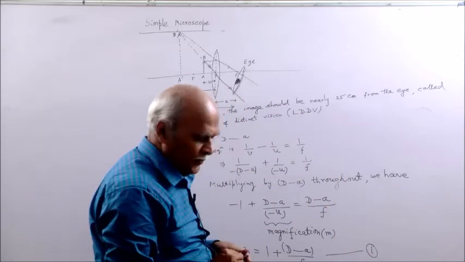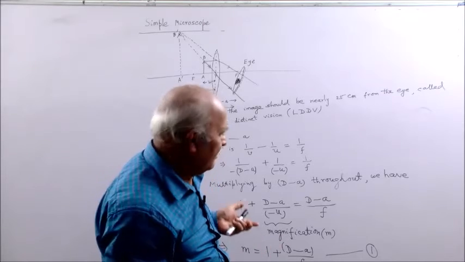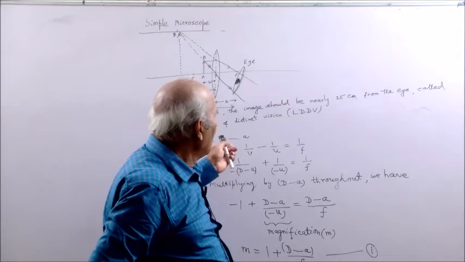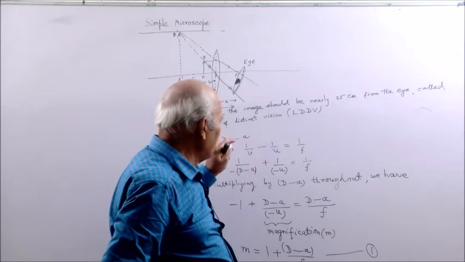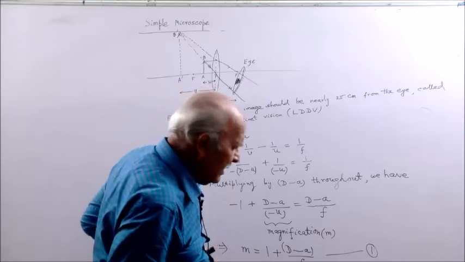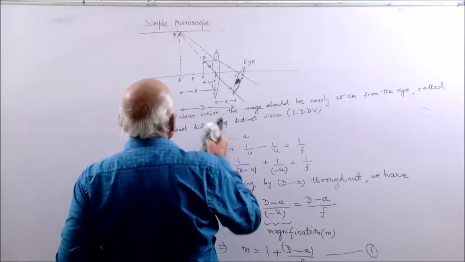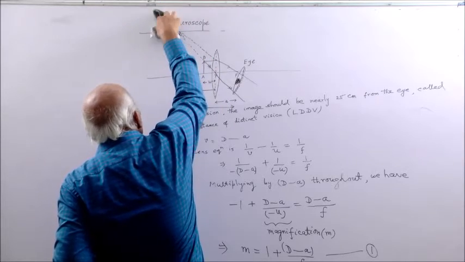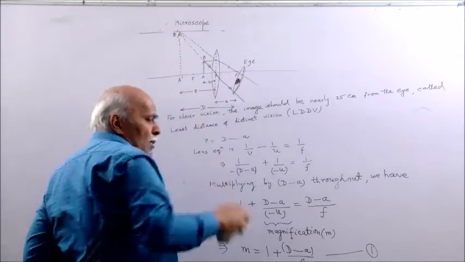So this is possible, and by this, detectives or old people have a holder with a lens, and they can read small letters. So this is about the simple microscope. Then we come to the compound microscope.